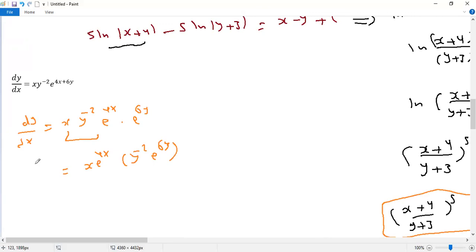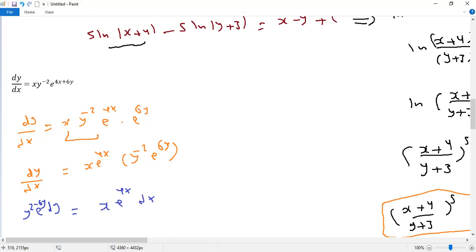See, now I have this dy/dx, so now it can be solved by the separable method. Look at dy, divided by y minus 2, and we multiply by y minus 2, so this will be y minus 2 here, and here I have e to the minus 6y, and equal to, multiplying by dx, x e to the 4x dx.